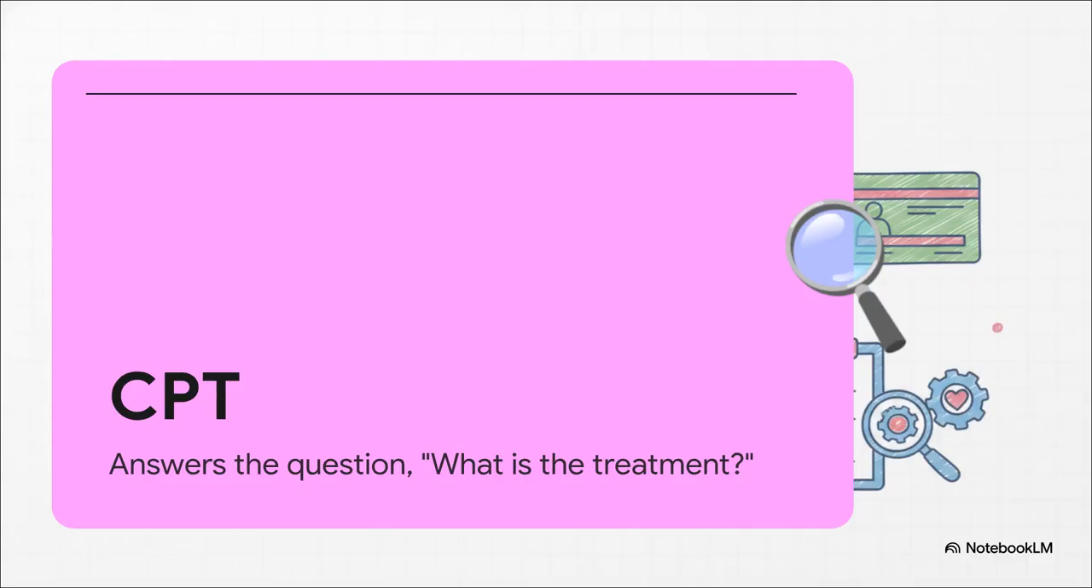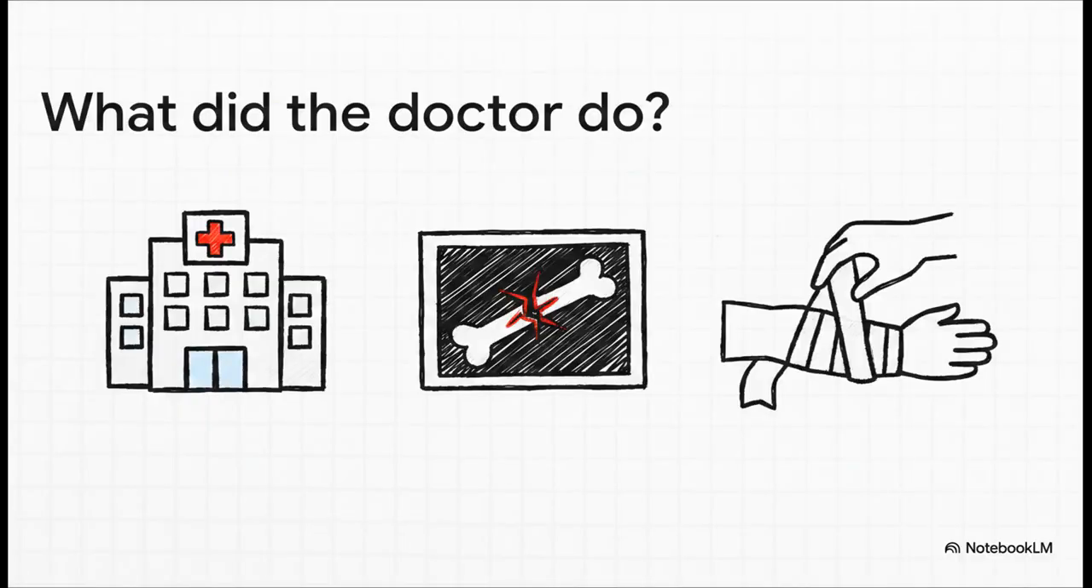Okay, so that's the diagnosis, but now we get to the what, and this is handled by CPT codes, which stands for Current Procedural Terminology. These codes are all about action. They answer the question, what was the treatment, or what services were actually performed? So what did the medical team actually do for Alex? Well, think about it. They provided emergency department services, right?